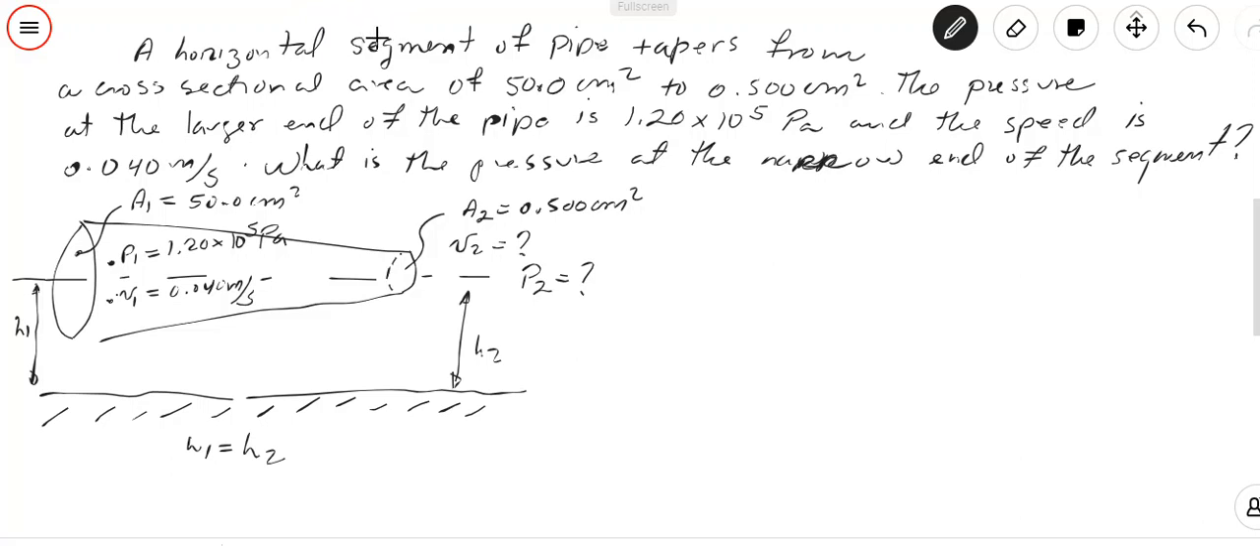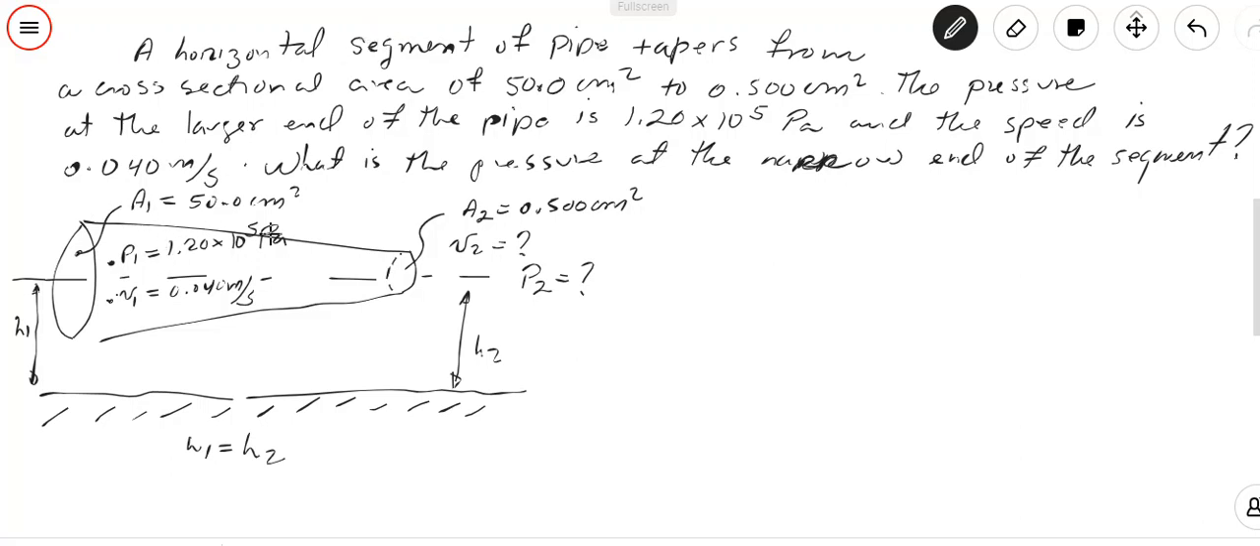So in this problem we have a horizontal segment of pipe that tapers from a cross-sectional area of 50.0 centimeters squared to 0.50 centimeters squared. The pressure at the larger end of the pipe is 1.20 times 10 to the 5th Pascal, and the speed of the fluid in that segment is 0.040 meters per second. The question here is: what is the pressure at the narrow end of the segment?